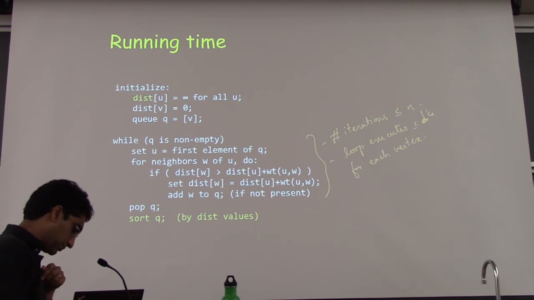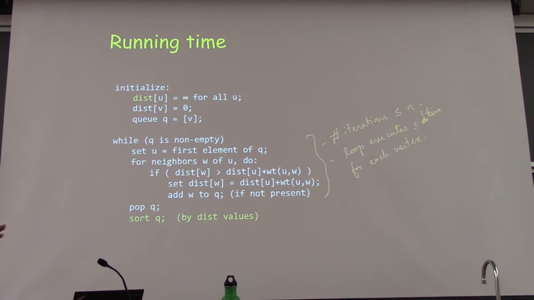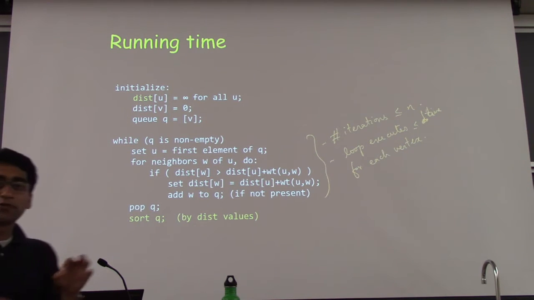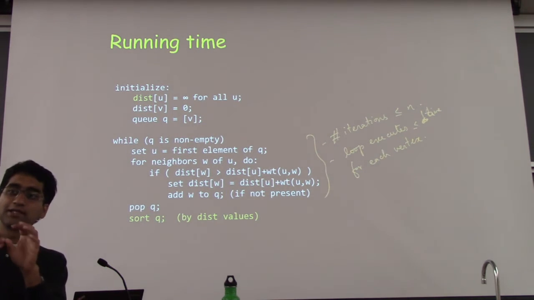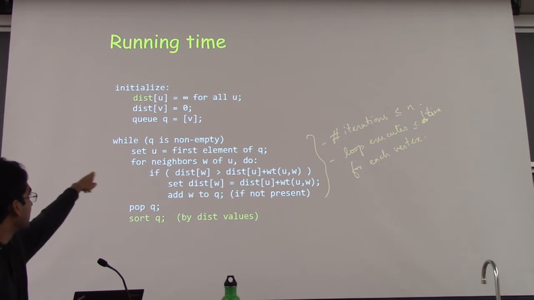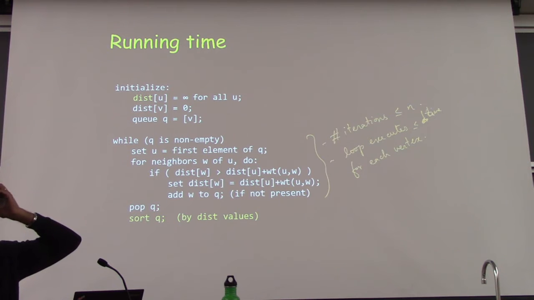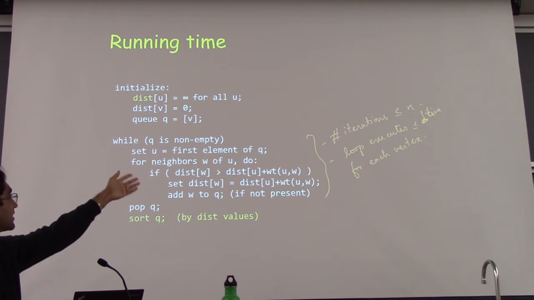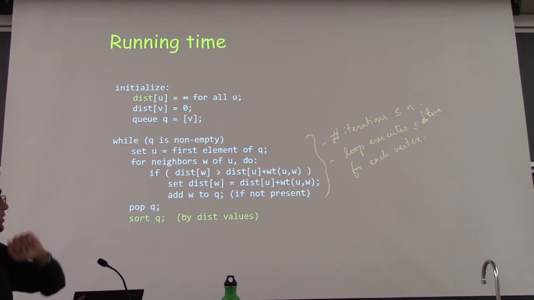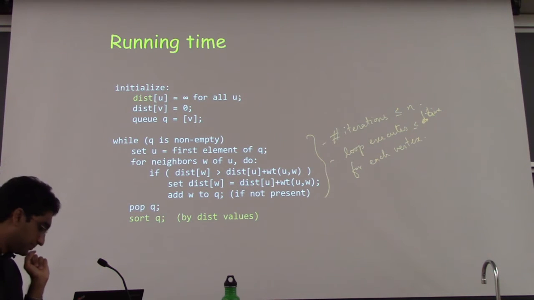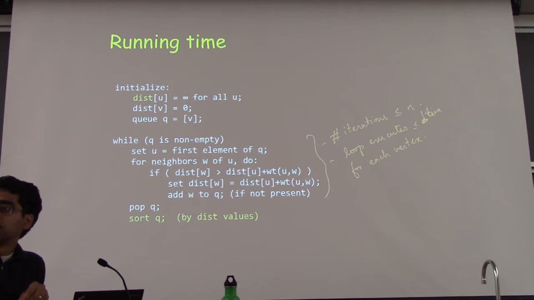Okay, so that's one time. So for every vertex you execute this loop, in the sense that u becomes that vertex at most one time. So this is a clean guarantee. So what's the running time of this?